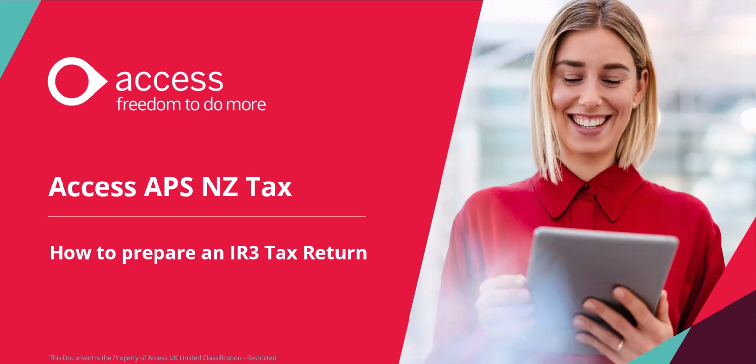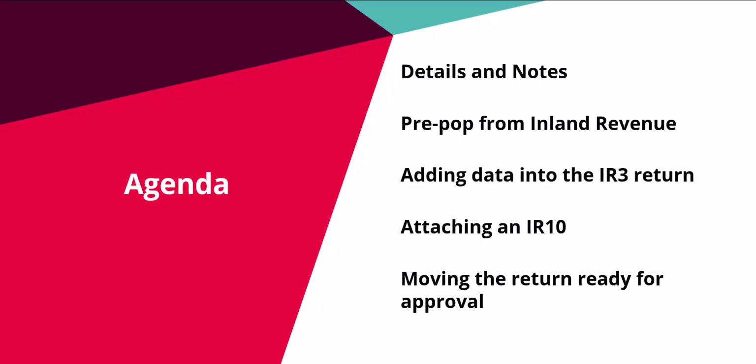In this video, we're going to look at how to prepare an IR3 tax return. Here's our agenda. We're going to look at the details and notes, the pre-pop from Inland Revenue, how to add additional data into the IR3 return, then we're going to show how to attach an IR10 and enter the IR10 information, and then we'll move the return ready for approval.